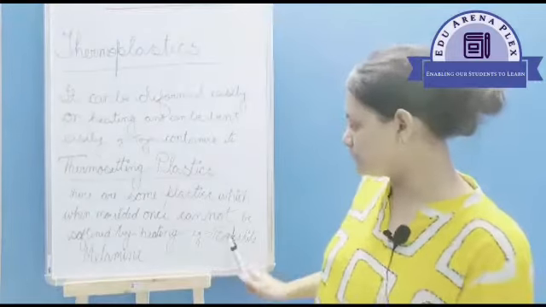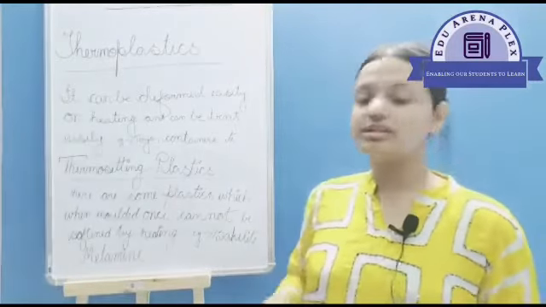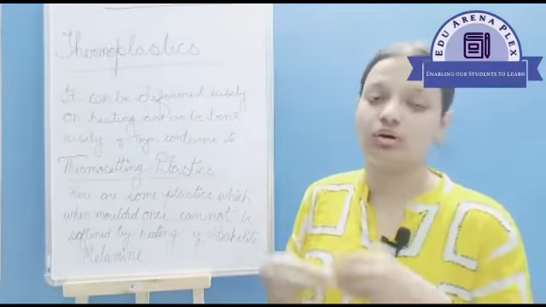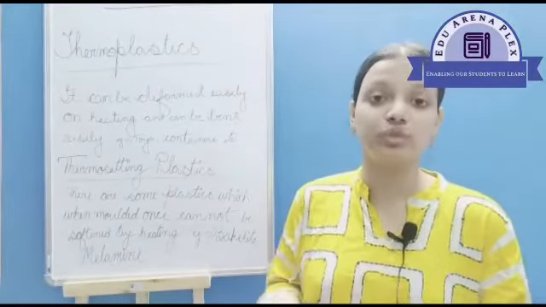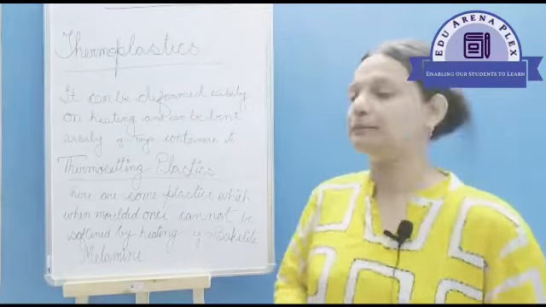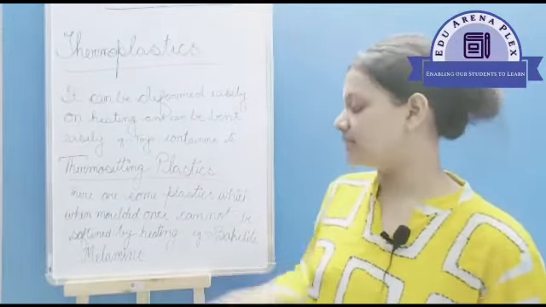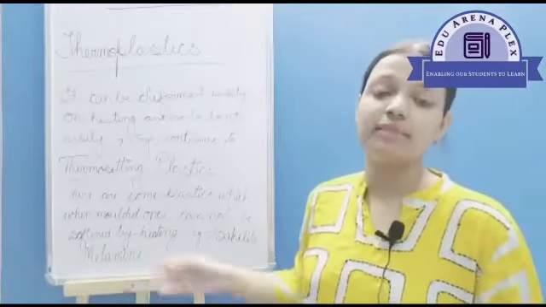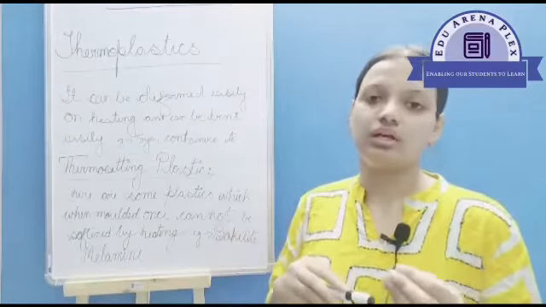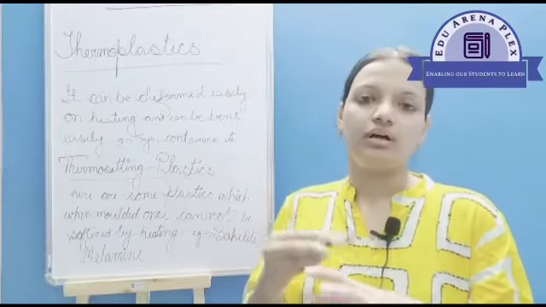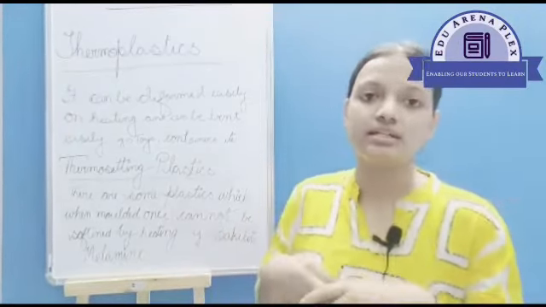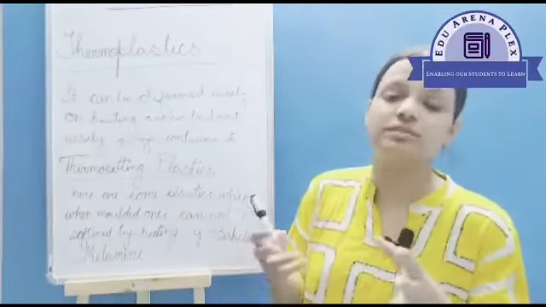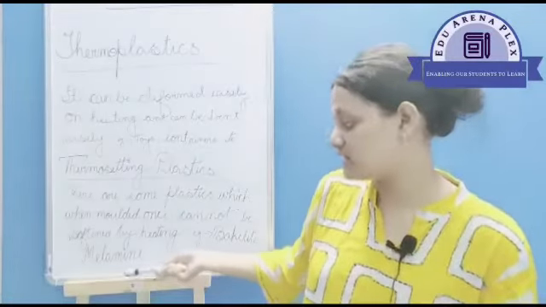For example, bakelite. Bakelite is a very poor conductor of heat and electricity, so it is used in the making of switches, wires, etc. Then we have melamine. We use melamine in making containers and kitchen sets, because it can resist fire.